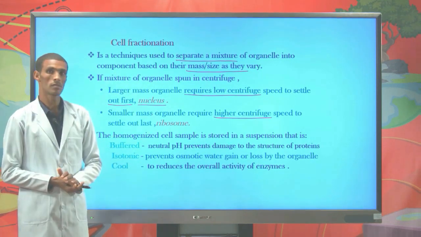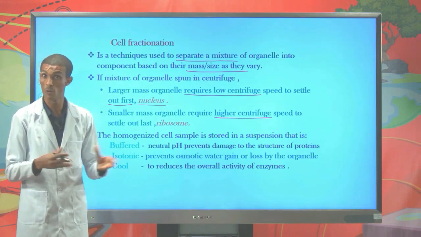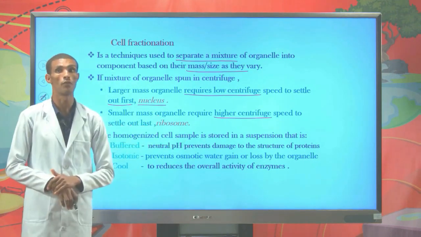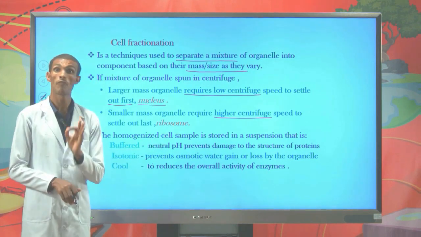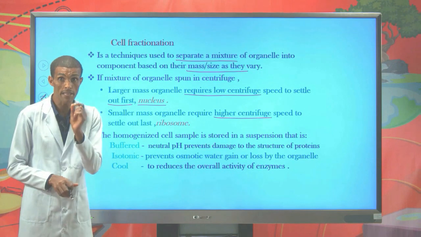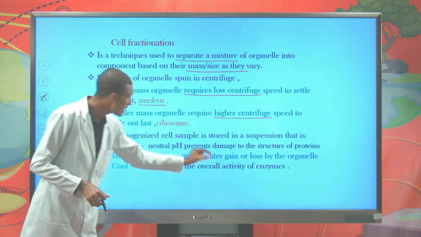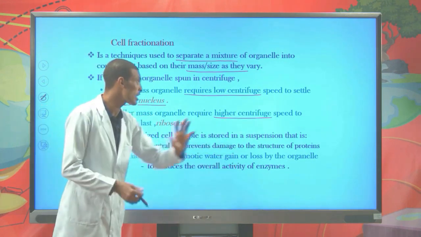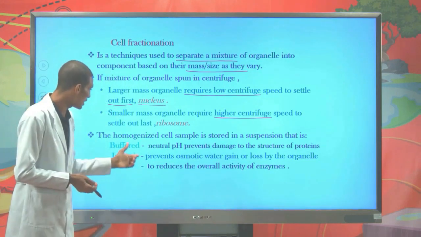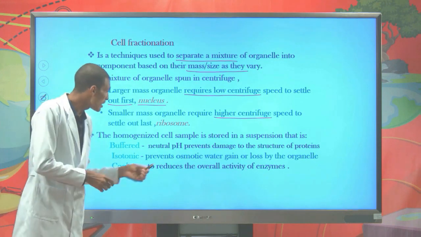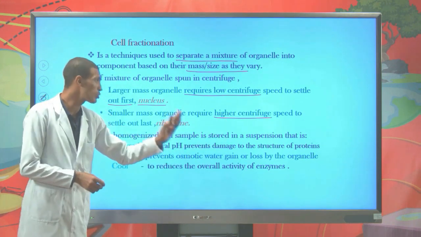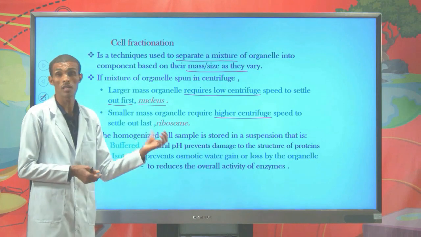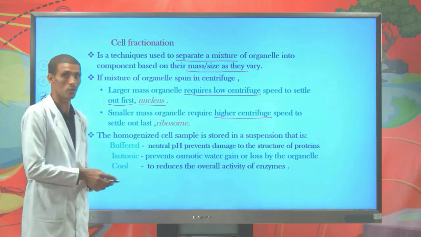When we undergo the process, the sample must be in a homogenized mixture, in suspension or solution form. The suspension must be buffered. When we say buffered, we mean maintaining a neutral pH, preventing the structures, such as proteins and enzymes, from undergoing any type of chemical reaction. Additionally, it must be isotonic, preventing osmotic water gain or loss to the cell, which may cause certain problems.